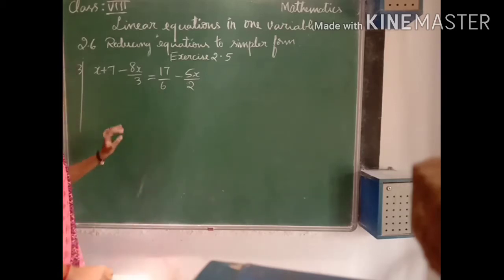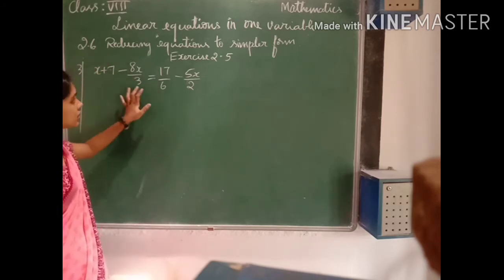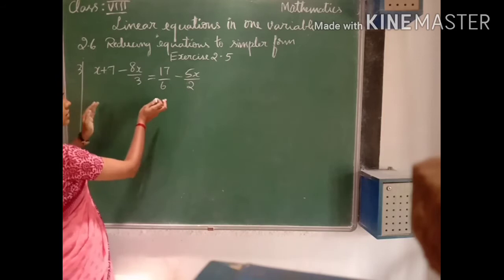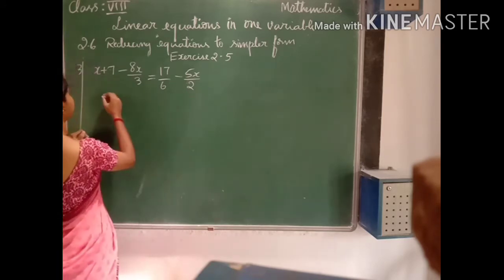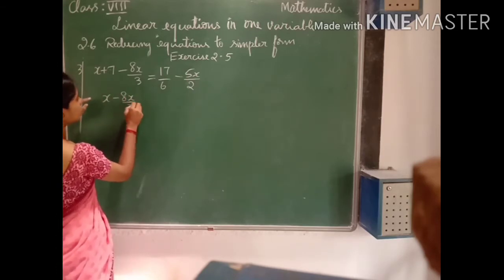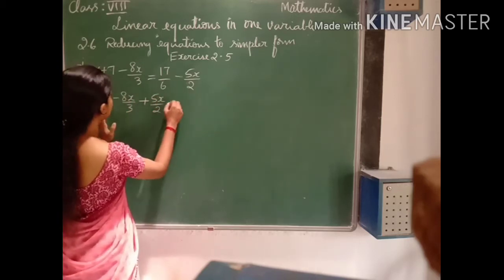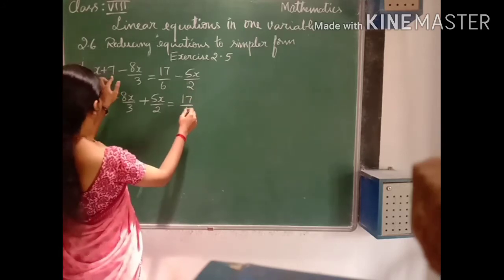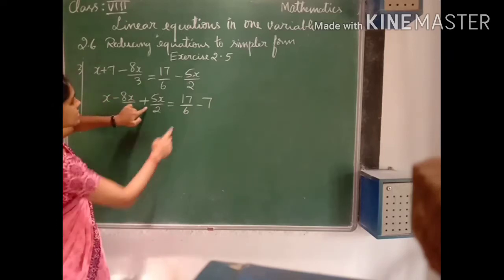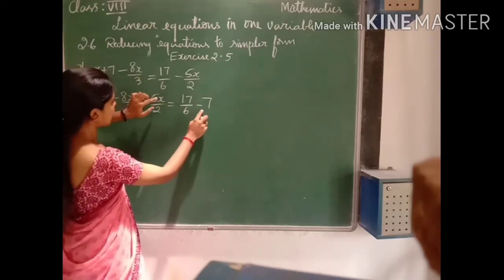Here some terms don't have a denominator, and some have different denominators. How to solve this? So let me separate the constants and variables. Which are the variable terms? x minus 8x by 3, then take this to the left side, plus 5x by 2 is equal to 17 by 6 minus 7. Keep the constant term there only, 17 by 6 minus 7.